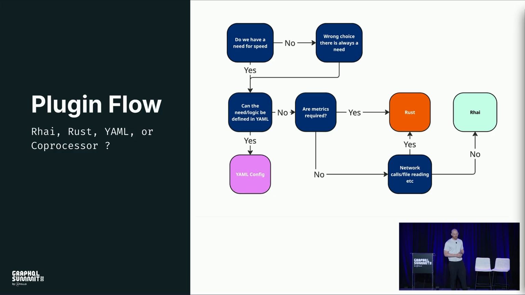So on top of that, we said, can the logic be defined in the YAML or without actually writing code? If so, always do YAML. Config over code in every case if possible. Do we need metrics? If so, Rust is the way to go in that case. If not, do we then need file access or other network calls as well? If not, Rye was always perfect. We didn't really see a performance impact with Rye, so we decided to be OK with leveraging that as much as possible. But if we did need network, we need to go back to Rust as well.